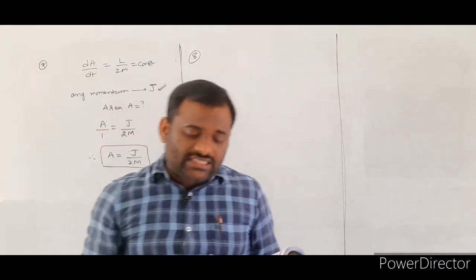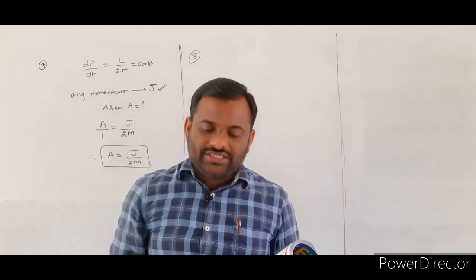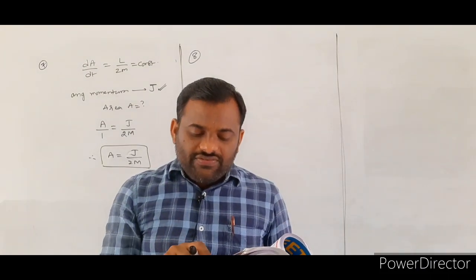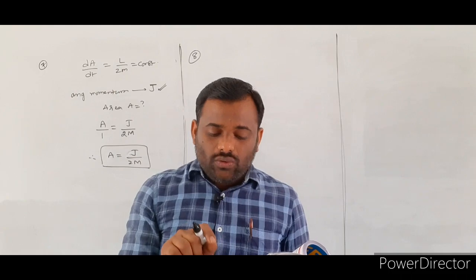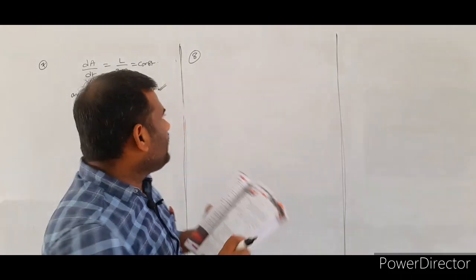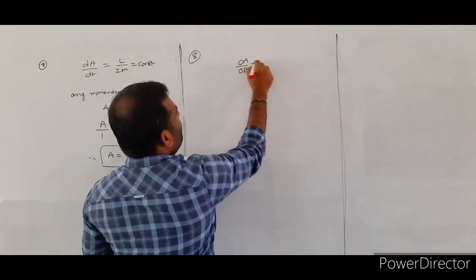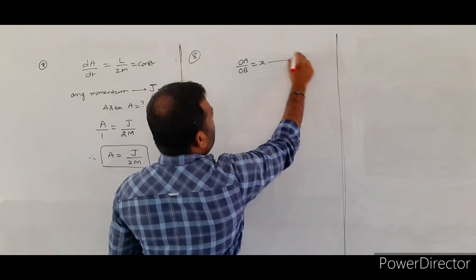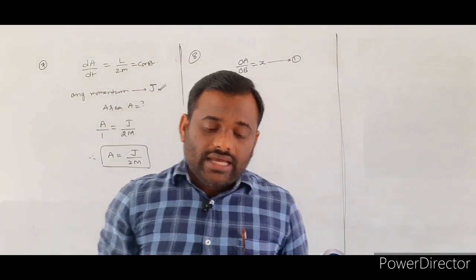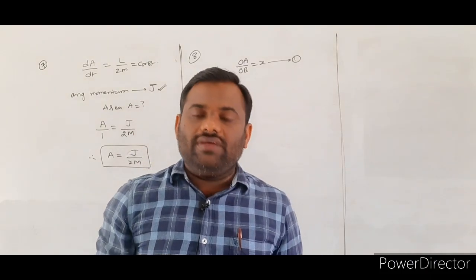See problem number 8. If the earth is revolving around the sun in an elliptical orbit, there is a small printing mistake: if OA by OB is equal to x, they have given SA by SB, that is wrong. The data they have given is that OA by OB is equal to x. This is the right information. Then the ratio of speeds of the earth at B and A will be?